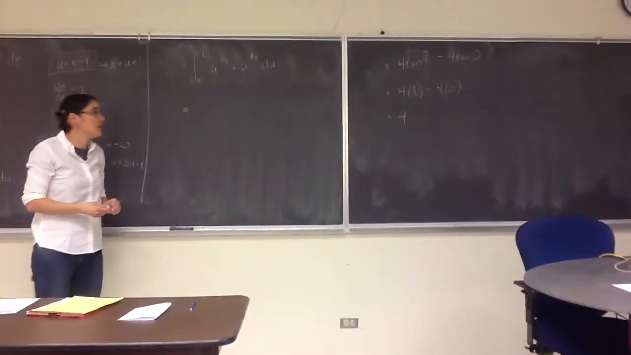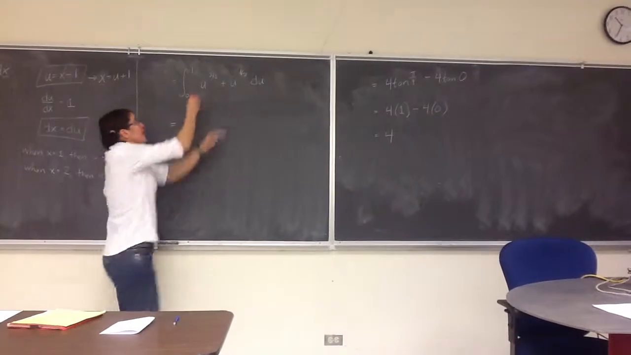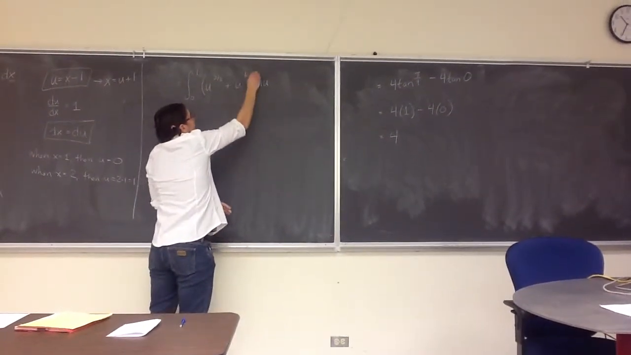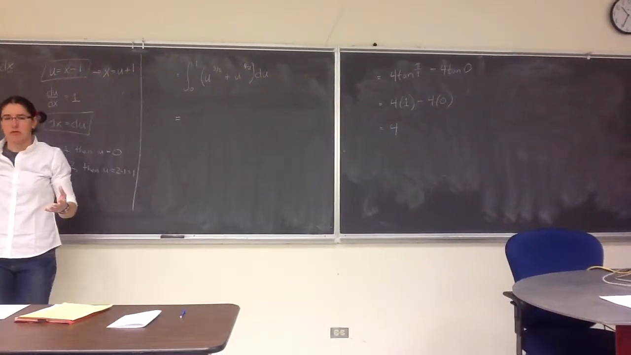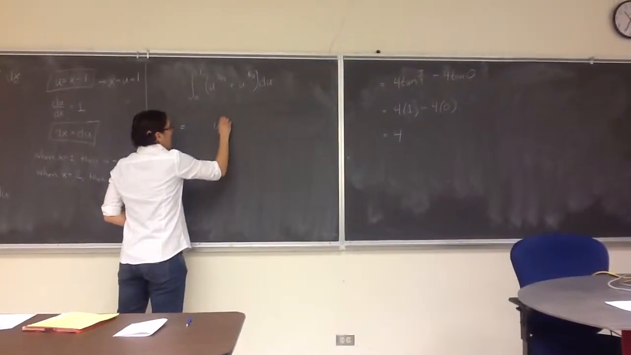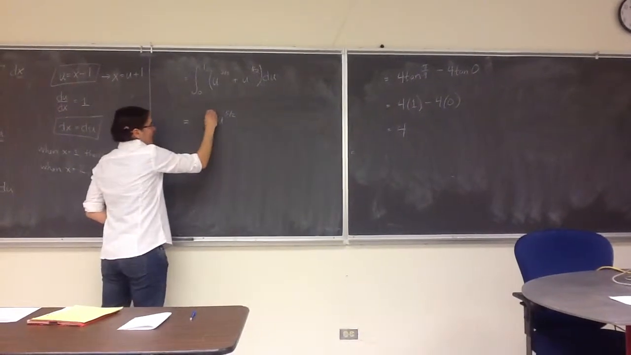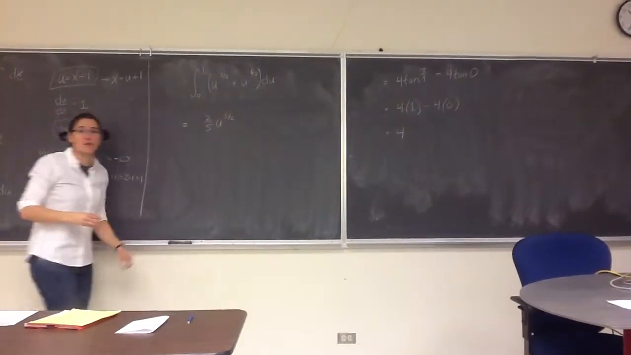Plus u to the 1/2 du. Everything's in terms of u's. The things inside, in between the integral sign and the du are added together or subtracted, so we can look at them separately. We add 1 to the power. Divide by the new power, so I'm dividing by 5/2, but that's the same as multiplying by 2/5.